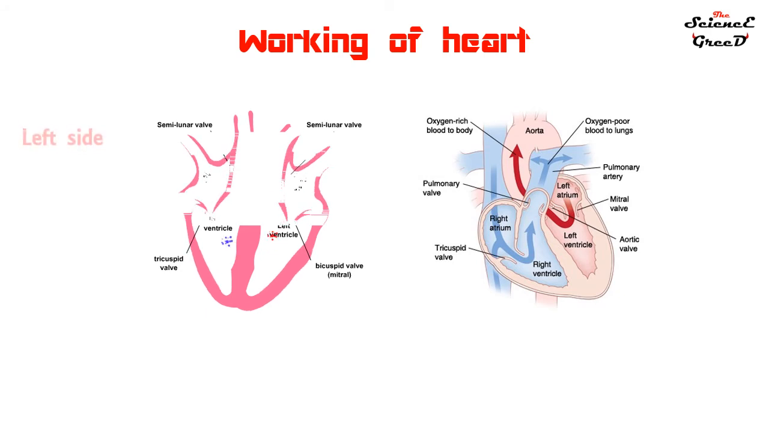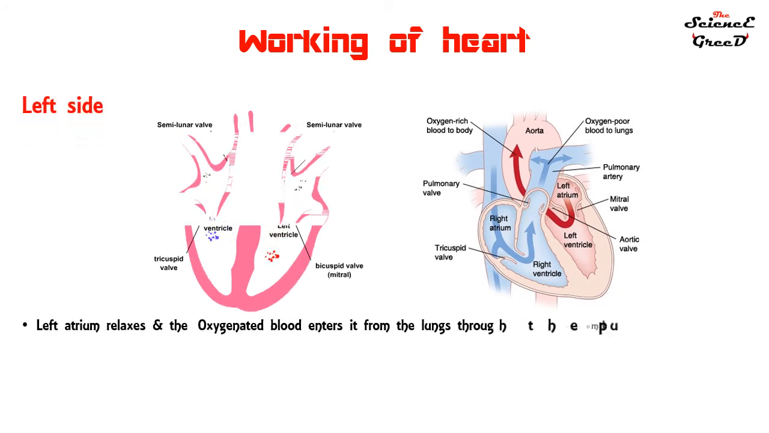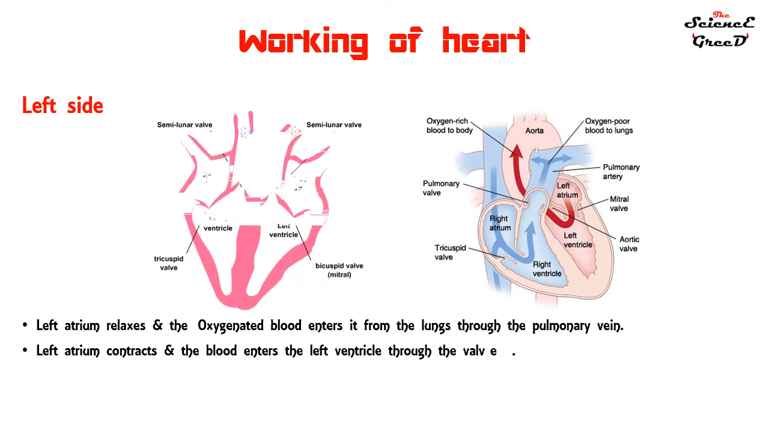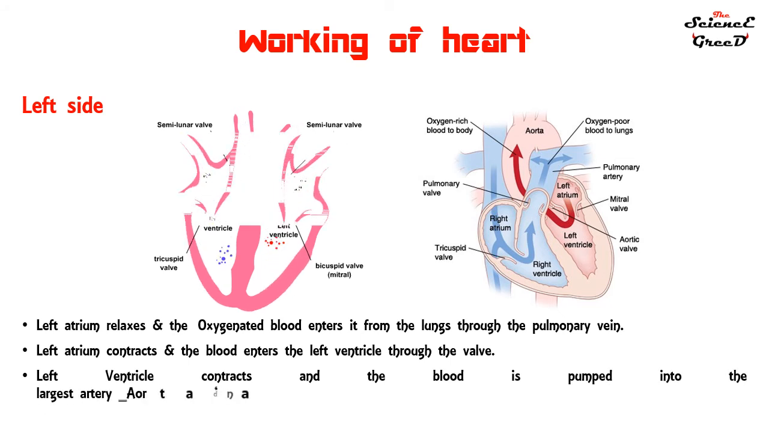Left side. The left atrium relaxes and the oxygenated blood enters it from the lungs through the pulmonary vein. The left atrium contracts and the blood enters the left ventricle through the valve. The left ventricle contracts and the blood is pumped into the largest artery, the aorta, and is carried to all parts of the body.